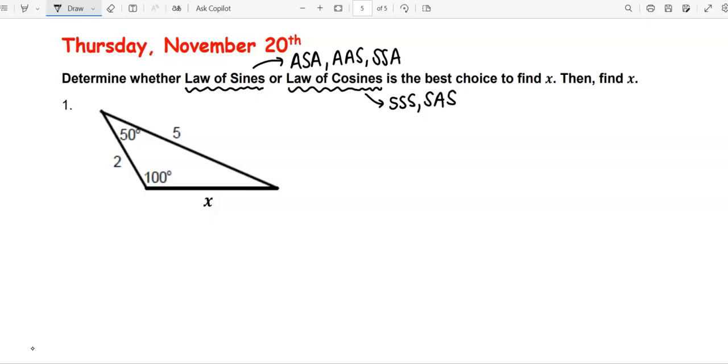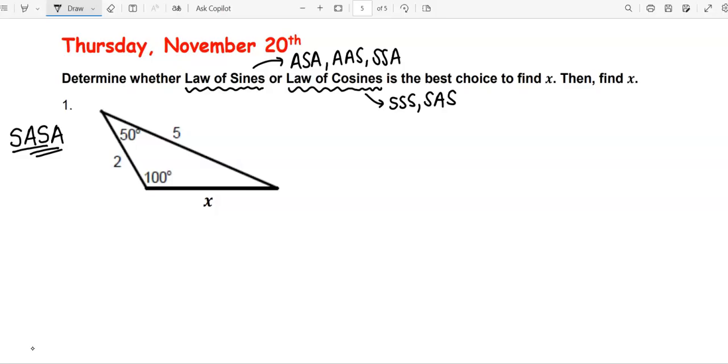So in our picture, we have 5, which is a side, and then we have 50, which is an angle, and then we have 2, which is a side, and we have 100, which is an angle. So we actually have two different things happening here. We have side, angle, side, but we also have angle, side, angle. So you get to pick whichever one you want to use. I think law of sines is a little bit easier, so I'm going to go with law of sines.